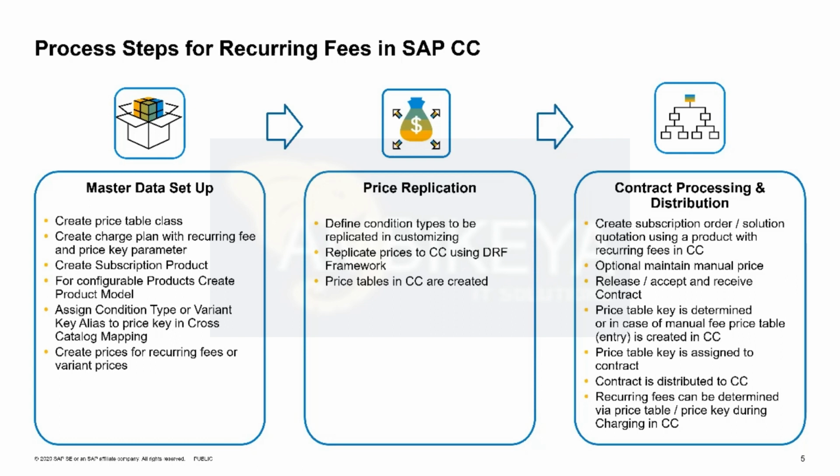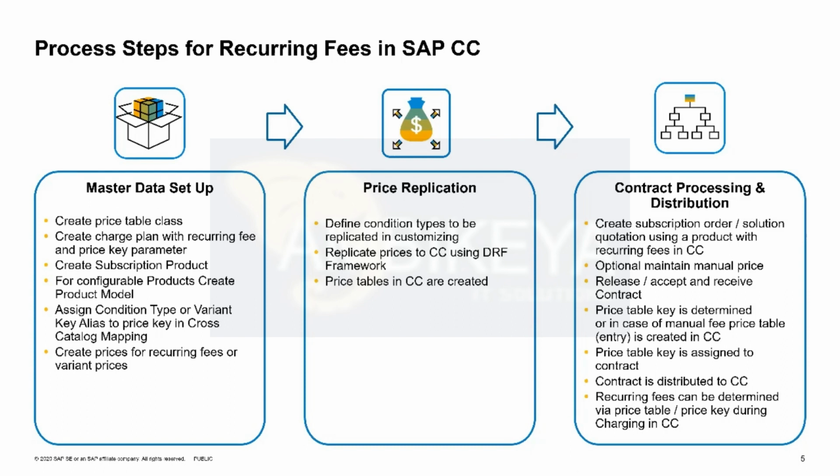And the DRF framework supports multiple options. It's an initial load, it can do a master load, it can also do a delta load. And when this framework triggers this price replication, finally it calls the respective web services in conversion charging, and the price tables are created there. Prices are persisted in conversion charging. So now we have the master data in the backend. We have the price data in CC.